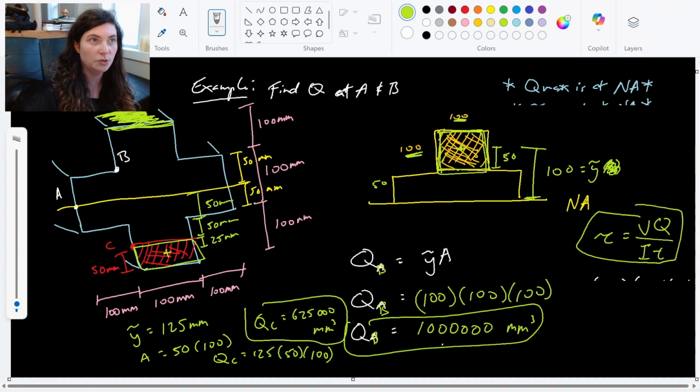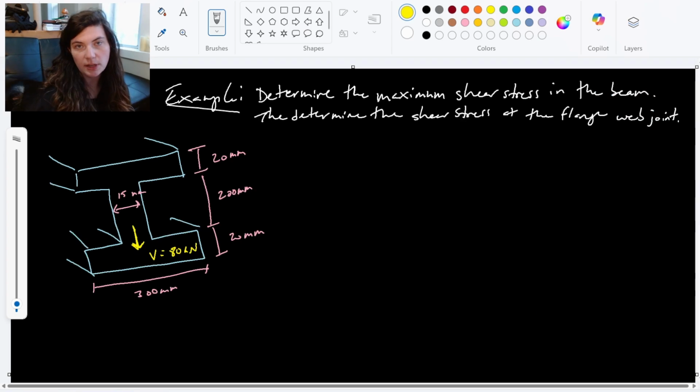Now that we can find Q, let's use this shear stress equation and see how we calculate the exact shear stress. This example asks us to find the max shear stress in the beam and also determine what the shear stress is at the flange web joint.